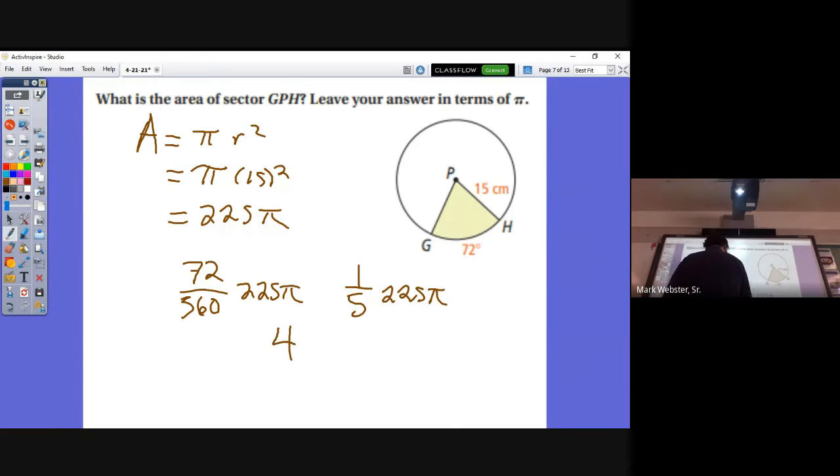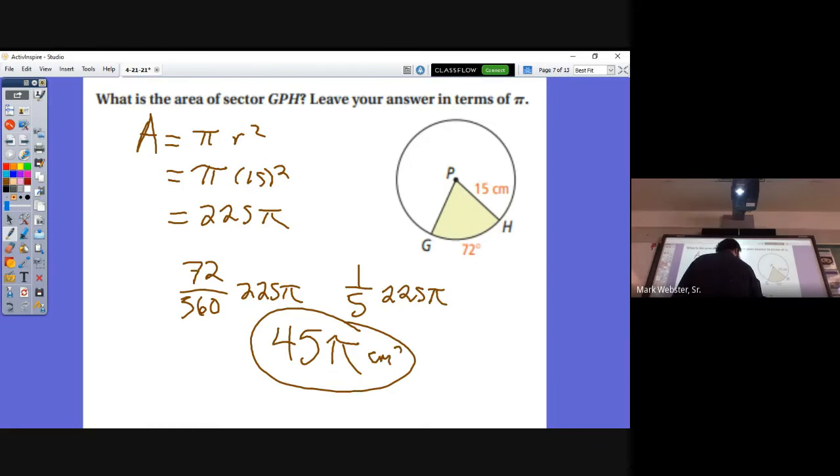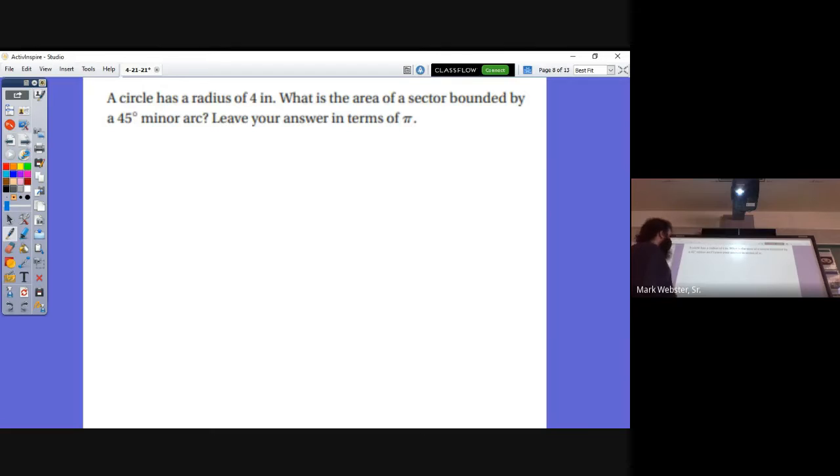So either way, 45 pi centimeters squared. Can't forget the units. I've been really focused on making sure that I write the units out every time, because on the AP exam, they get mad at you if you don't put the units. So you always got to be careful with that. Your turn.